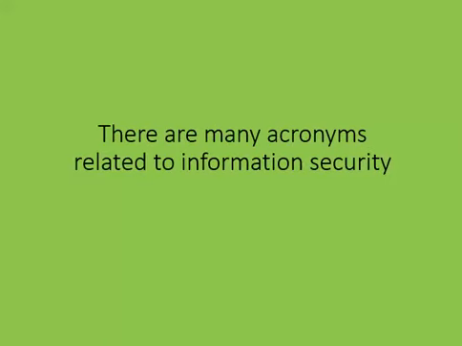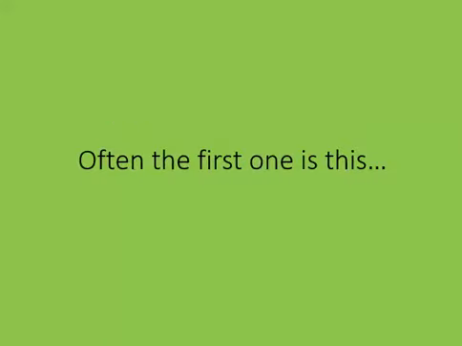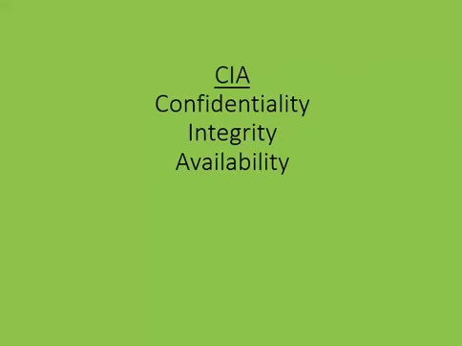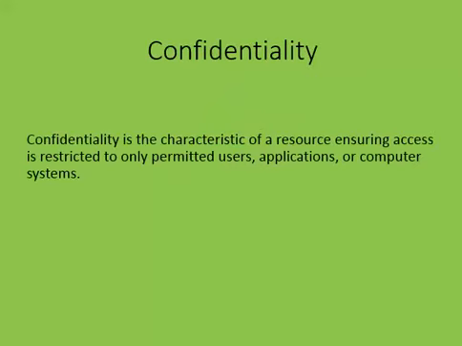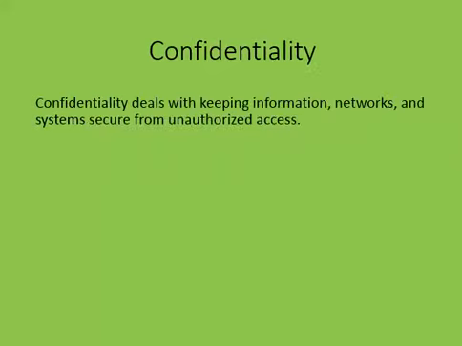There are many acronyms related to information security. Often the first one is this: CIA, or Confidentiality, Integrity and Availability. Confidentiality is the characteristic of a resource that ensures access is restricted only to permitted users, to permitted applications, or to other permitted systems. Confidentiality deals with keeping information, networks, and systems secure from unauthorized access.